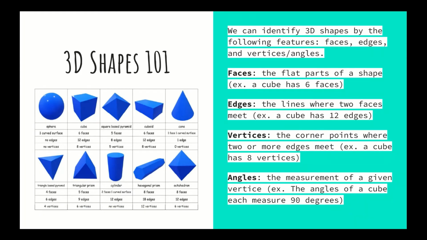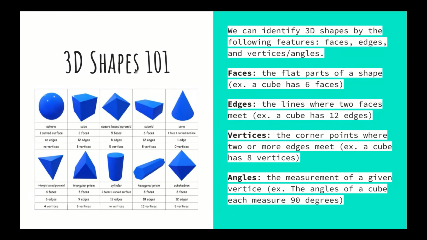Vertices, of course, are the corner points where two or more edges meet. So in this case, again, this would be a vertice for a cube. So cubes in total have 8 vertices. There's 1, 2, 3, 4, 5, 6, 7, and then there's, of course, a hidden vertice on the other side where the back edges meet.